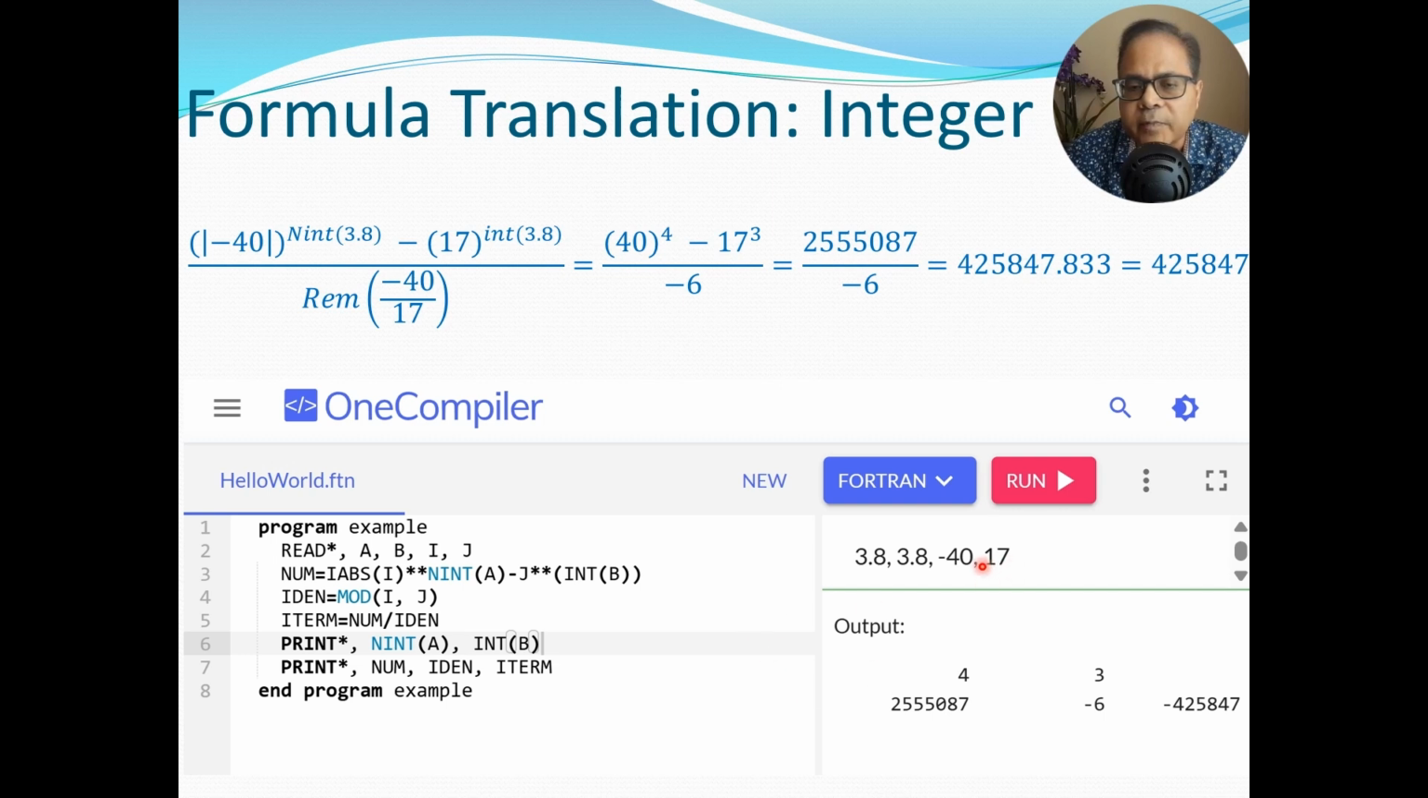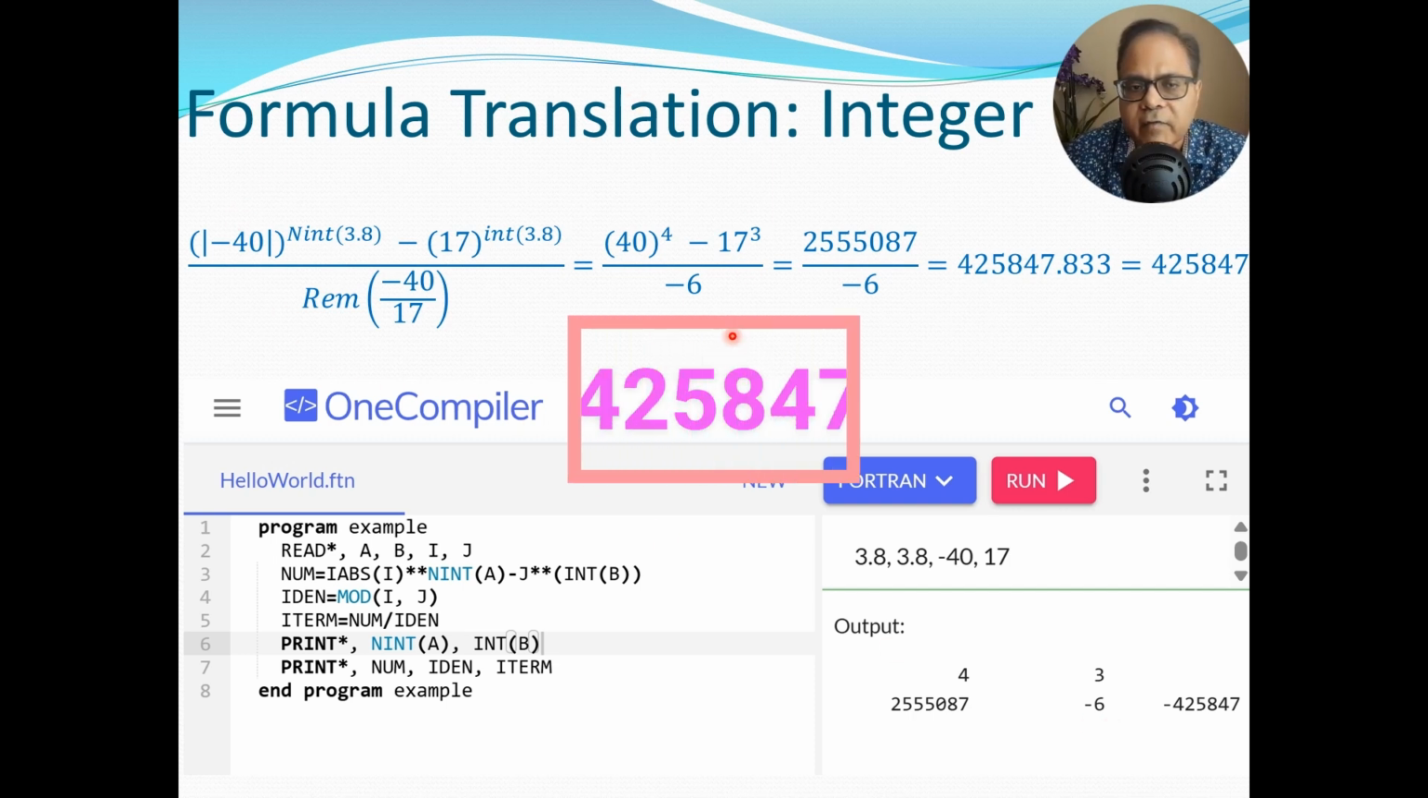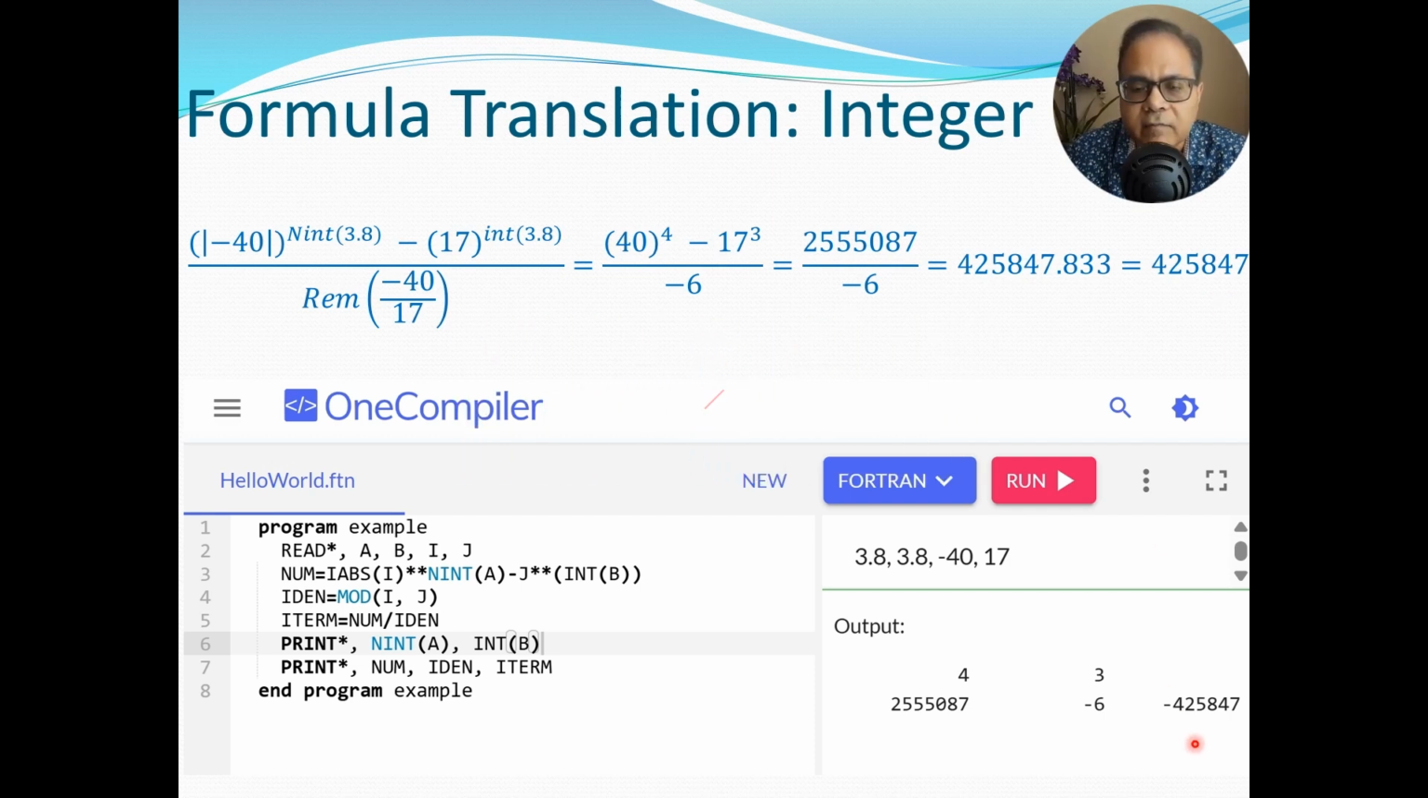And of course, what the remainder will do is it will divide minus 40 by 17 and give us the remainder, which is minus 6 in this case. Remember, 17 into 2 is 34. So if I were to do this calculation by hand, I can do all these steps and I'll end up with 425,847. That's the same value I get here. Of course, remember this division is taking place as an int division. So this is what the computer will give you. If you do it in your calculator, you will get something like this, because then the calculator is treating this as a floating point division.